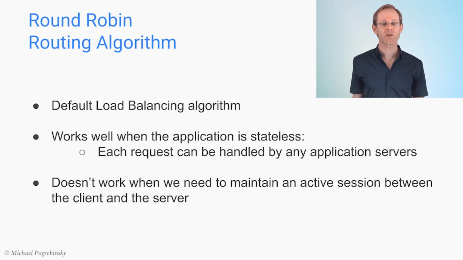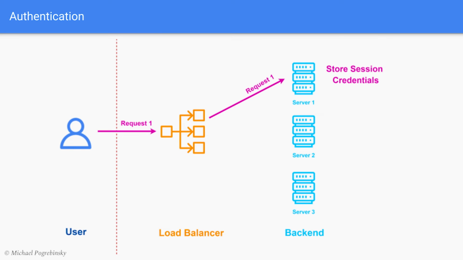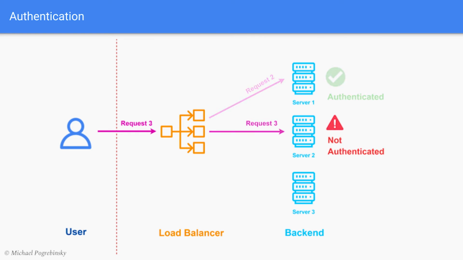However, this isn't always possible, and in many cases, we need to maintain an active session between a particular client and the server it's communicating with. A classic example of such a scenario is if after authenticating a user, we keep the user's credentials on the server side to make every subsequent request faster. Now, if we use the round-robin algorithm to route requests to such an application, the client would have to re-authenticate every time for every single request.